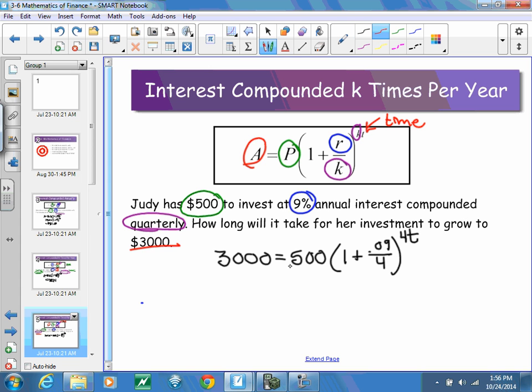In doing so, what we need to first of all get rid of, so that we don't have to use all of our properties of logarithms, is we need to go ahead and divide both sides here by 500. This is going to make it a lot easier for you down the road, and we don't have to do as many steps. So 3,000 divided by 500 gives me 6. So this is going to be equal to (1 plus 0.09 divided by 4) to the power of 4t.